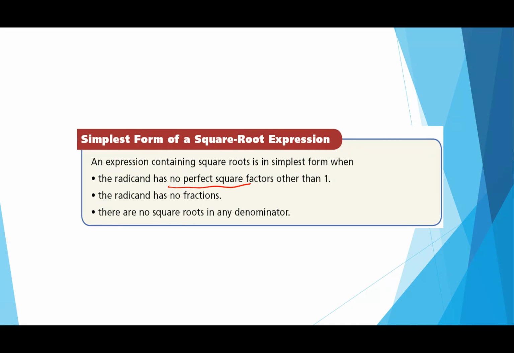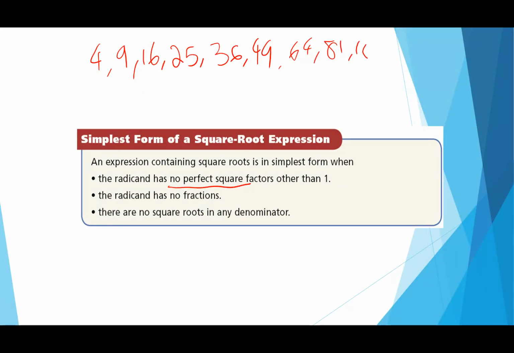And you're going to want to know your perfect squares really, really well. So we'll list them probably again and again in this video, but if you want to take a piece of paper and write them down, I certainly encourage that. I'll go ahead and list a few out here. 2 squared is 4, 3 squared is 9, 4 squared is 16, 5 squared is 25, 6 squared is 36, 7 squared is 49, 8 squared is 64, 9 squared is 81, 10 squared is 100.